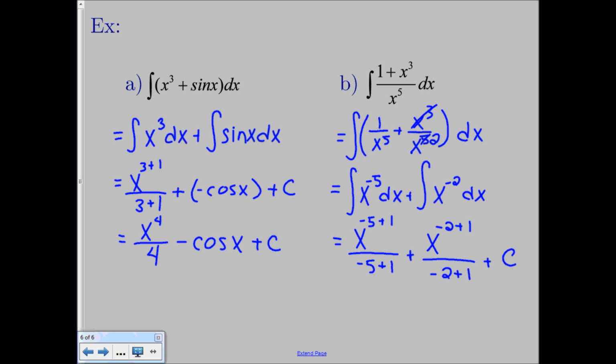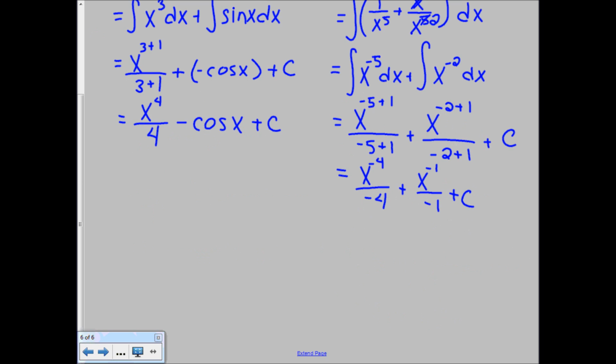plus c. So you want to be really careful that even though there's a negative sign on your exponent, you still add 1 to it instead of subtracting 1. So now we're just going to get x to the negative 4 over negative 4 plus x to the negative 1st over negative 1 plus c. And if we simplify this a little bit, get rid of those negative exponents, we're going to get negative 1 over 4 x to the 4th minus 1 over x plus c. Just rewriting our negative exponents in the denominators.